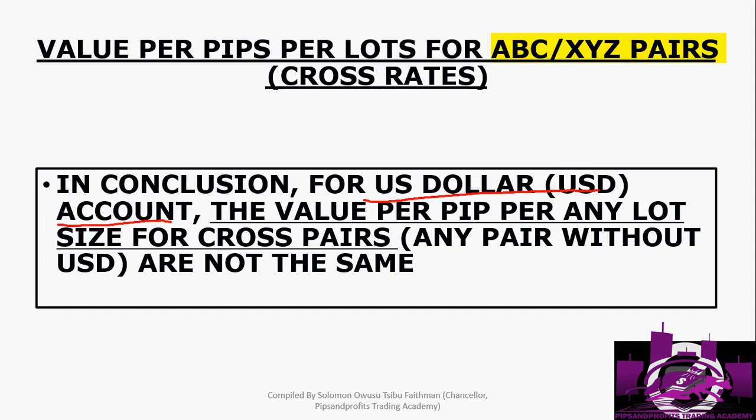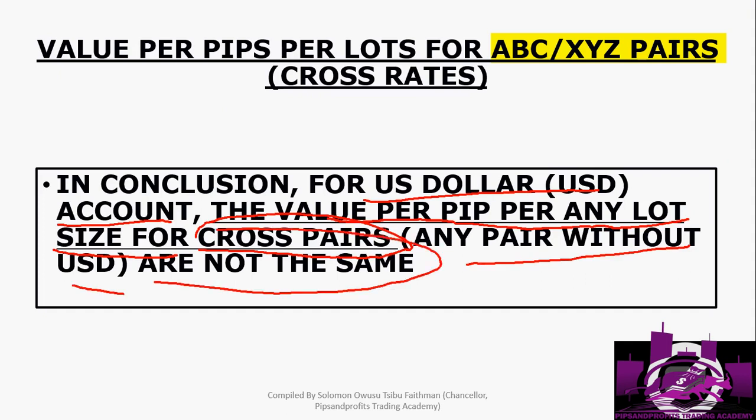the value per pip, per any lot size for cross pairs, that is any pair without the USD, their value per pips are not the same. The value per pips per lot sizes are not the same.